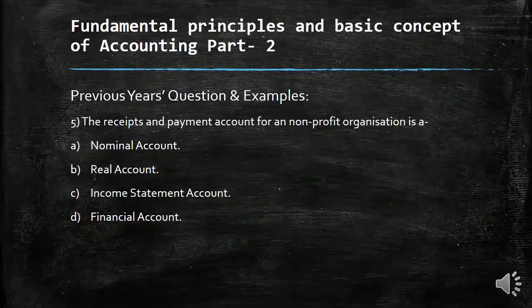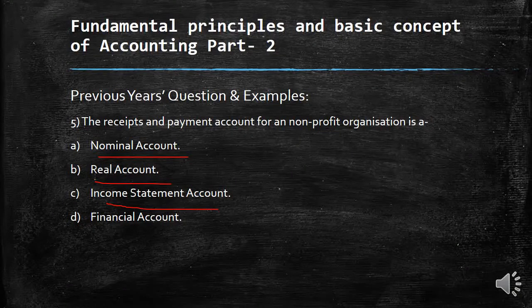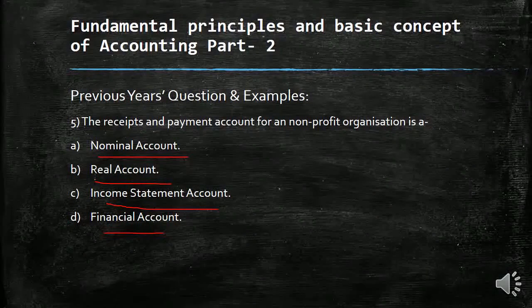Now the fifth question is the receipts and payment account for a non-profit organization is a option number 1 is nominal account, option number 2 is real account, option number 3 is income statement account, option number 4 is financial account. I will answer this question next day. I assure you that this is not a wrong question. The question is fully correct, but I will answer this next day.